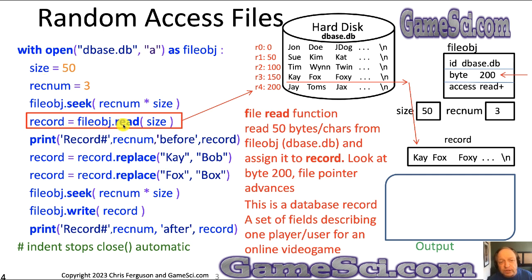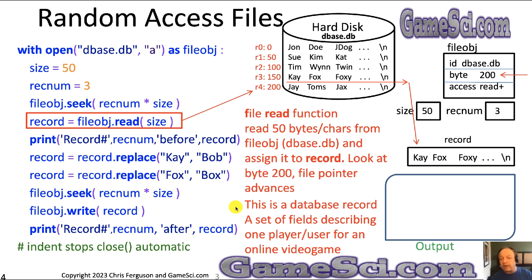record equals fileObject.read size, which is exactly 50 bytes of data. I'm going to read exactly 50 bytes all the way to and including the \n and store it in my record variable. The file read function reads exactly 50 bytes or characters from file object or dbase.db and assigns it to the variable record. Look at the byte 200. The file pointer advances. If I seek to position 150, read 50 bytes, then I am now at position 200 in the file, and you can see that's what the file object is tracking.